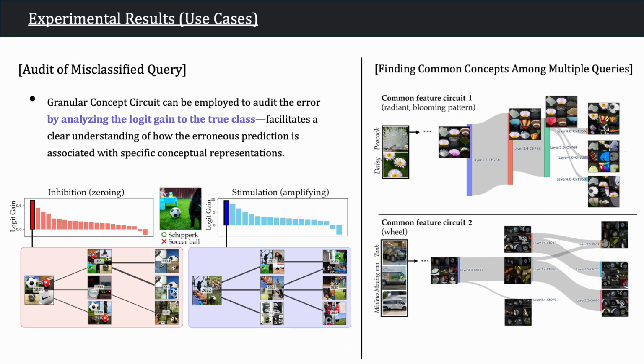Our method can be applied in a variety of useful ways. The first application is auditing misclassified queries, understanding where and why the model made an error. Beyond error analysis, our method also excels at discovering shared concepts across different queries. These results highlight the ability of our framework to capture class-transcending, high-level features that are often overlooked by conventional backward-based methods.